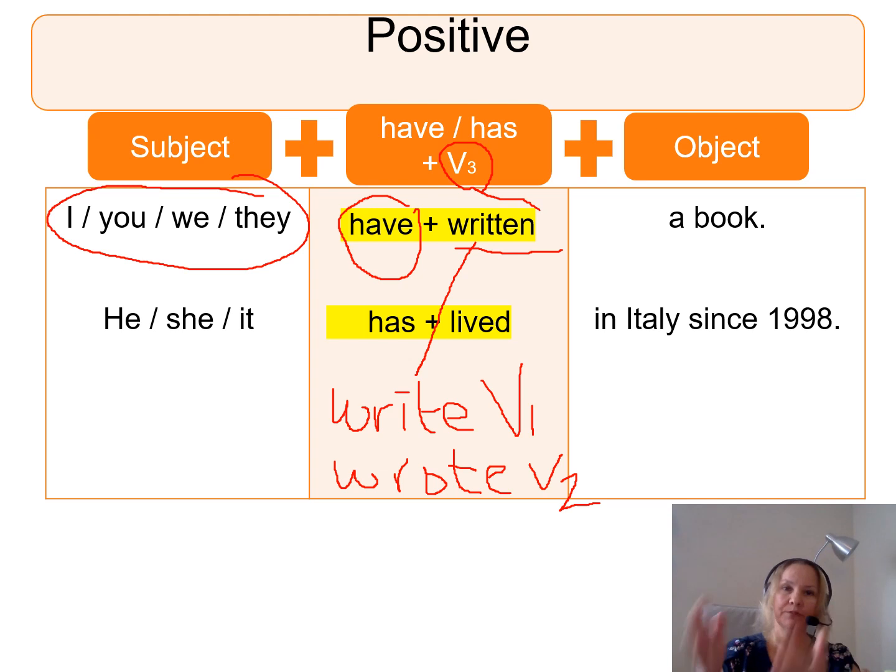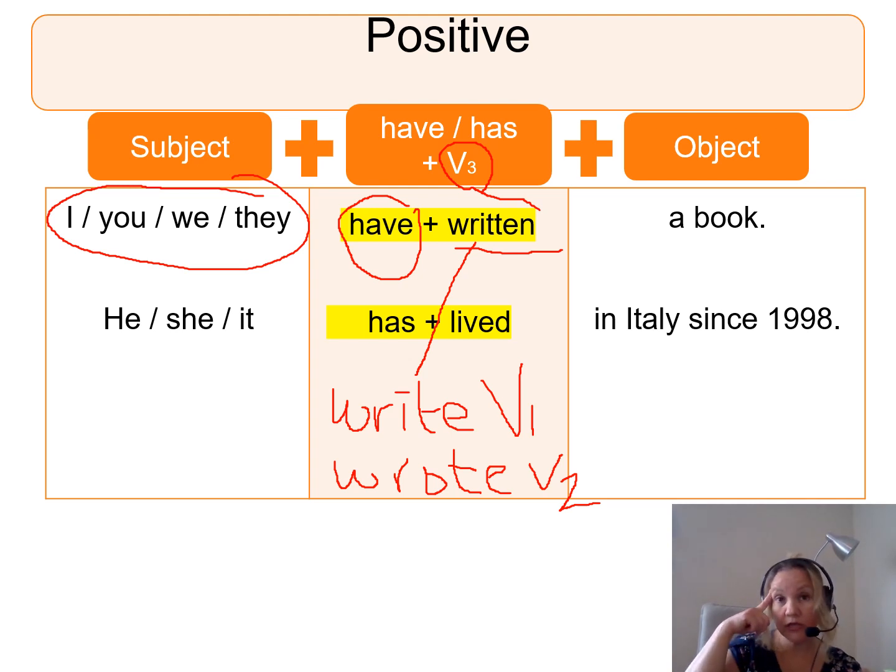So subject, I, you, we, they. The auxiliary have and the verb 3. So I have written a book. I have written a book sometime in the past, maybe 10 years ago, maybe 5 years ago, sometime in the past, time is not important. I have written a book.